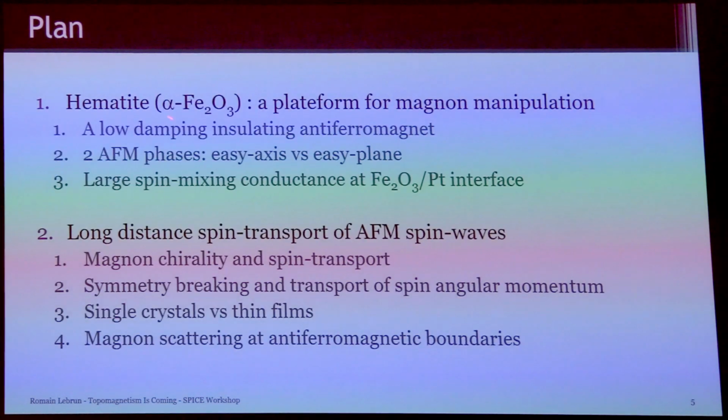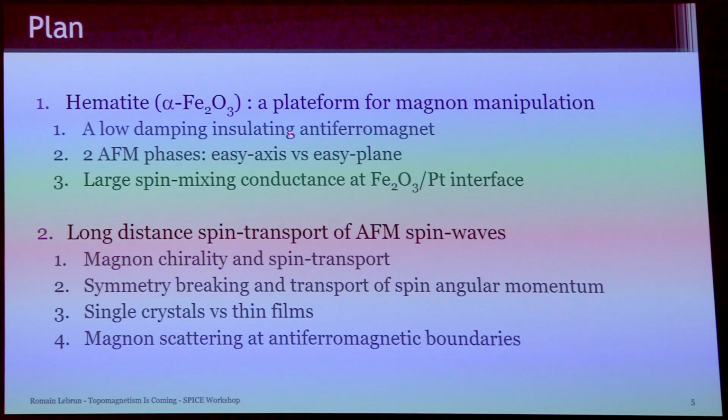And this system is quite well known in the field of magnetism. It's called hematite. It's iron oxide. It's also the main component of rust, and it's a system in which the concept of DMI was introduced. I will come back later to the properties of this system.